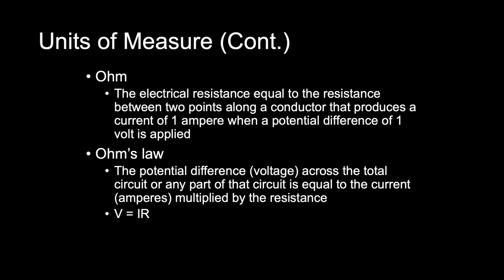Ohm's law states that the potential difference, which is the voltage, across the total circuit or any part of that circuit is equal to the current, which is the amperes, multiplied by the resistance. So the formula is expressed by V equals IR. I is current and R is resistance. And of course V is voltage.